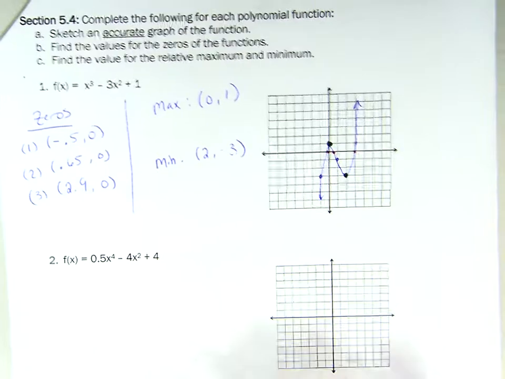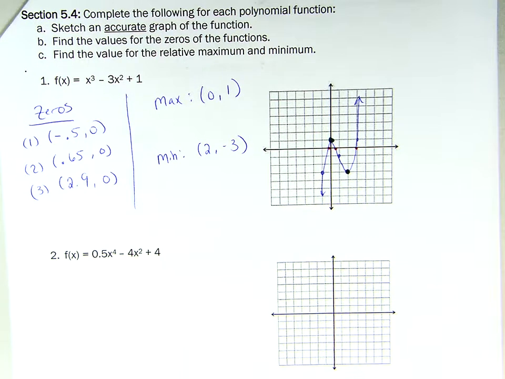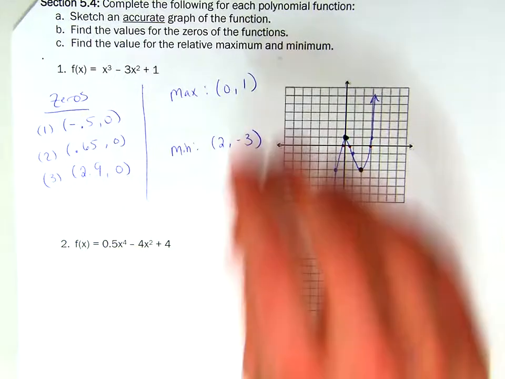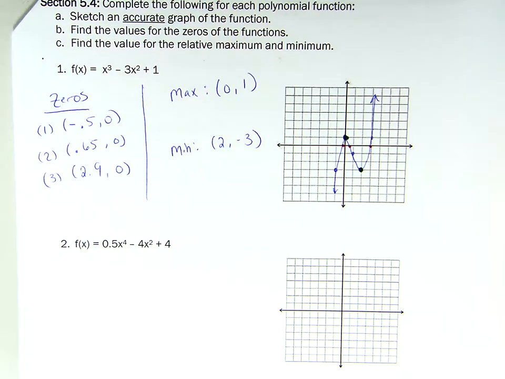That's how you do the first type of problem. That's how you're going to do all these. Some of them have 4 zeros. Some of them have 2 zeros. Some have 2 maxes or 2 mins. This is the most general look. Good luck. Keep mathin'.